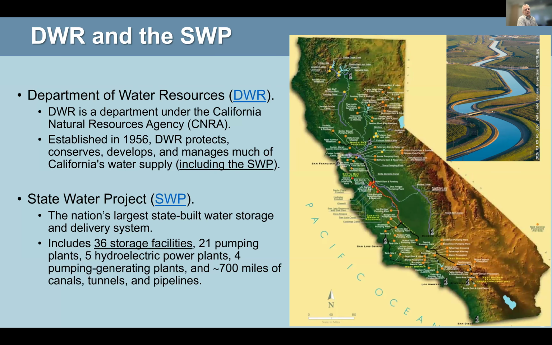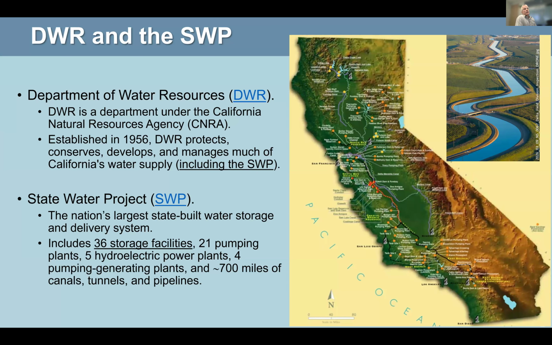But the important thing for us is that DWR manages this thing called the State Water Project. The State Water Project is basically a storage and conveyance facility system for the state of California and also provides flood protection. This system has essentially 36 storage facilities, reservoirs, and dams, pumping plants, power plants, and probably the most well-known item of the State Water Project is the California Aqueduct, which you see in a picture up there.